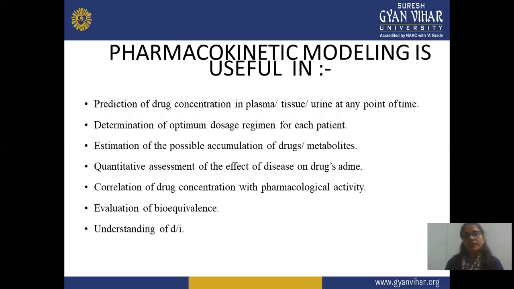Next, pharmacokinetic modeling is useful in prediction of the drug in plasma, tissue, and urine at any point of time. It means this model is not only available to show the concentration in a specific body part, but it also gives the clearance or elimination rate information. And this elimination rate gives the information regarding the plasma, tissue, or urine, or any other point of time, or any other body part.